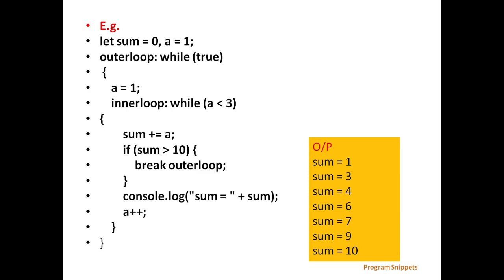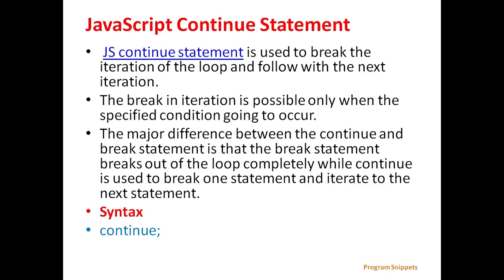So when we execute this code, first it will initialize a to 1 and then in inner loop it will add sum equal to sum plus 1. So first it will give the value 1, then it will give value 3, then it will give value 4, 6, 7, 9 and 10, and when sum is greater than 10 it will break the outer loop and it will terminate the program.